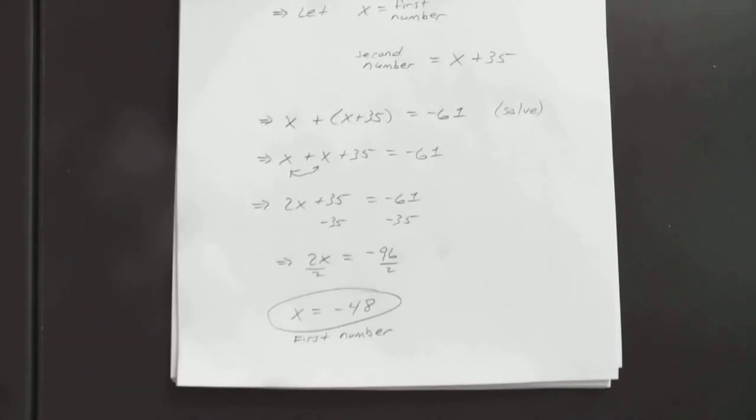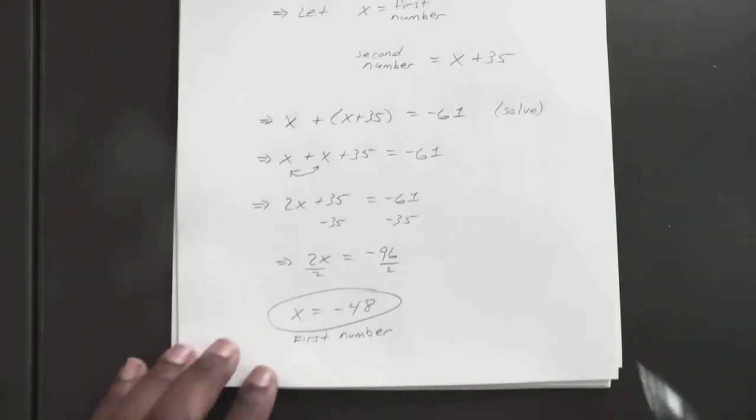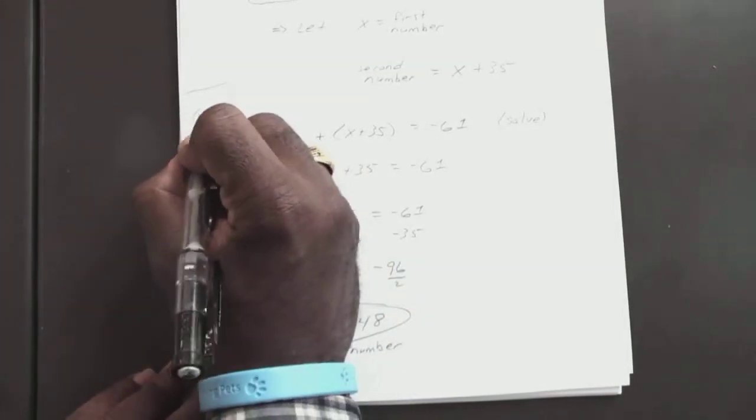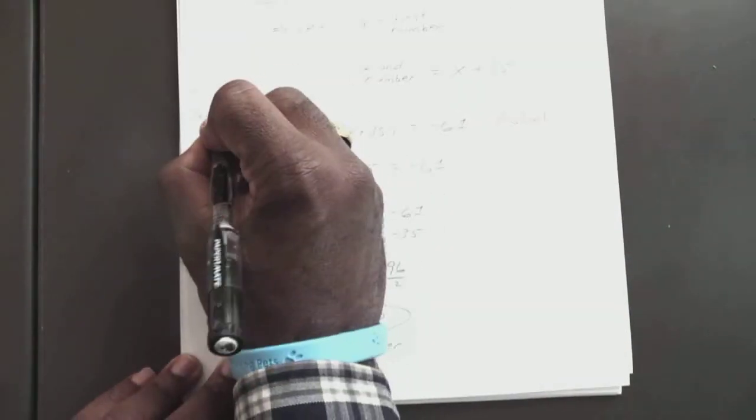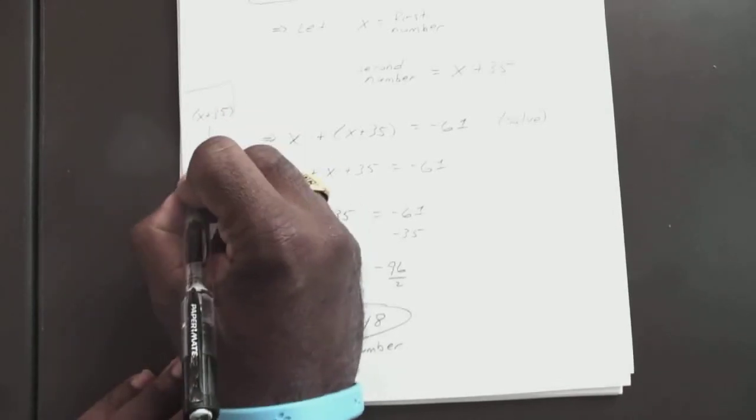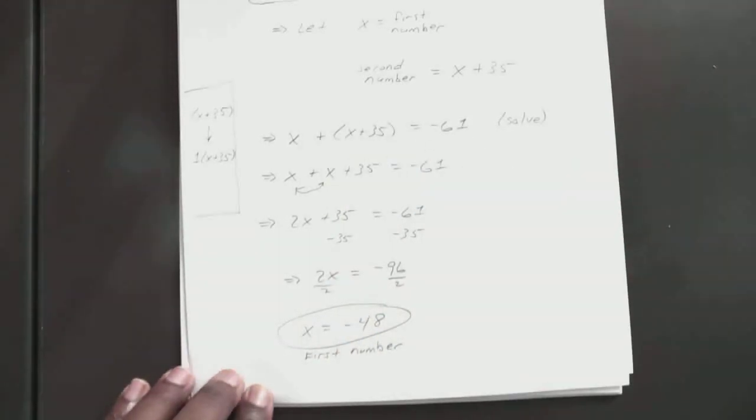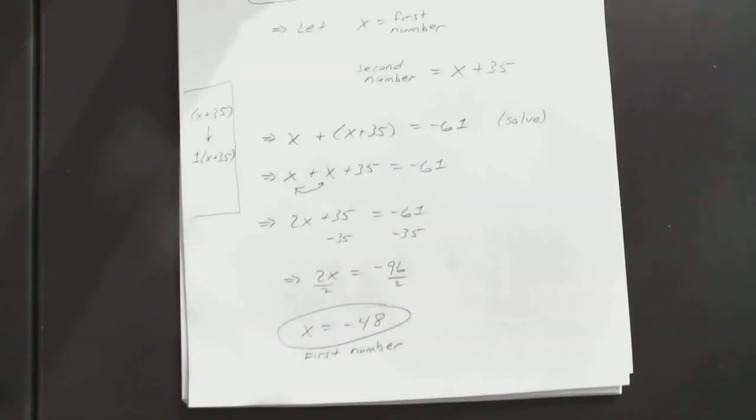Okay. Now for our second number, yes. How come you want to use the distributive property in the parentheses? Oh, you can if you have x plus 35. That's the same as saying 1 times x plus 35. So if you kind of distribute the 1, that's why the parentheses disappeared on that one.